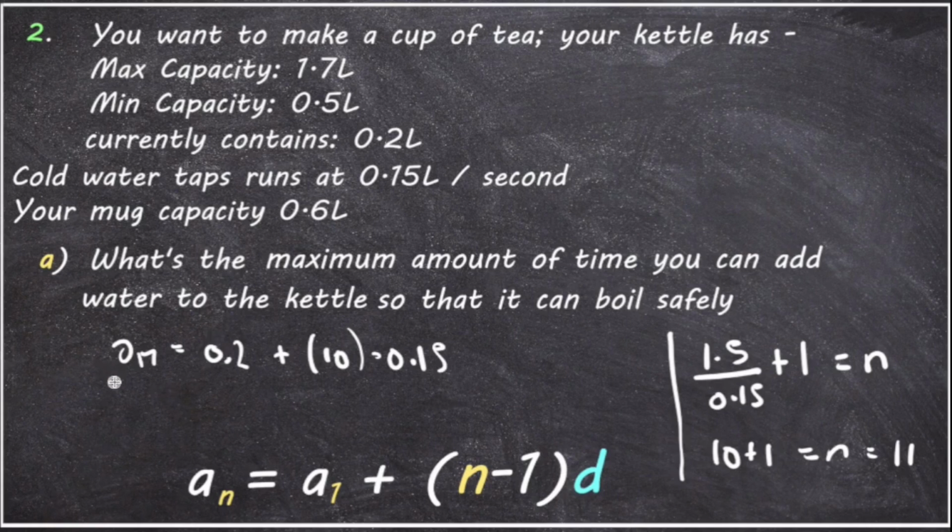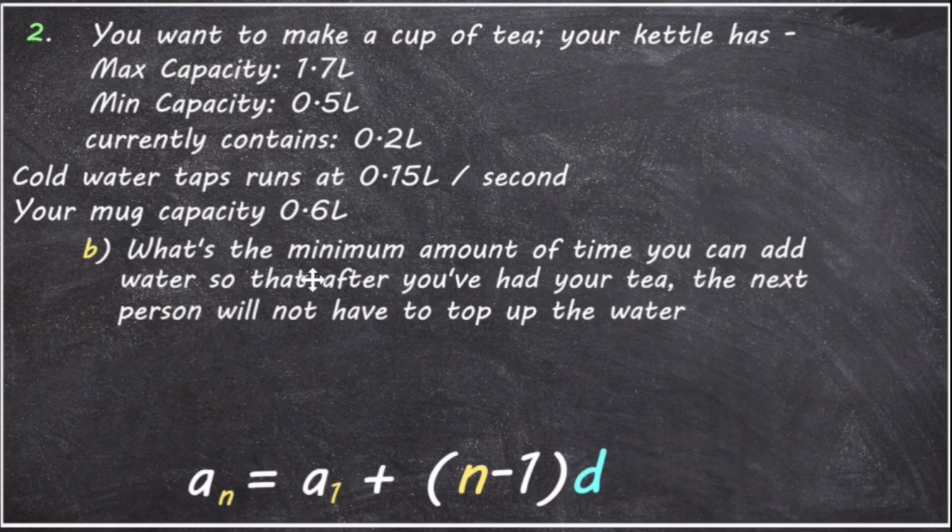Oh, and I forgot that A sub n is 1.7, which means that to get the kettle up to 1.7 liters, we have the initial value of 0.2, and then we're adding 0.15 10 times, which means that our tap is running for 10 seconds. So that's the maximum amount of time that we can add water to the kettle so that it can boil safely. I have one more question for this scenario.